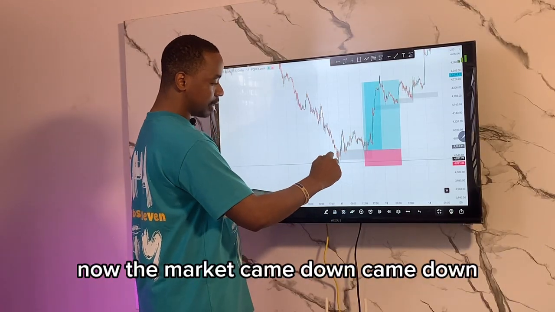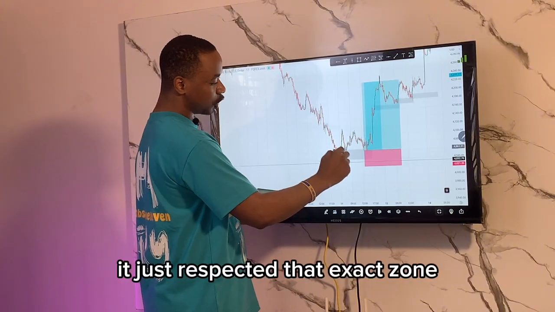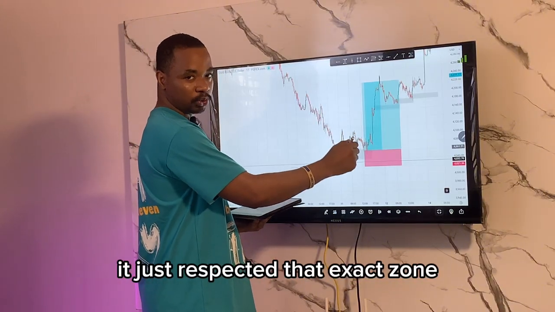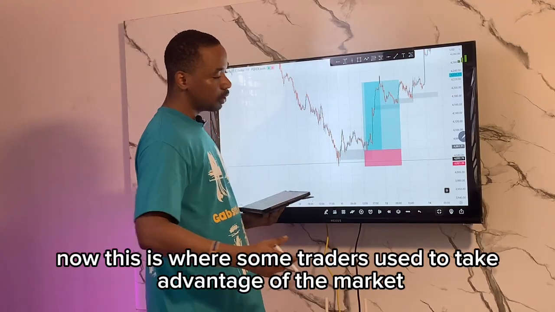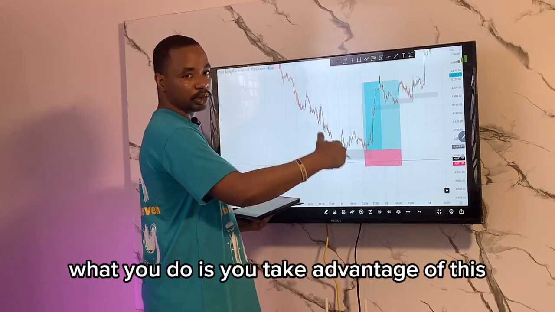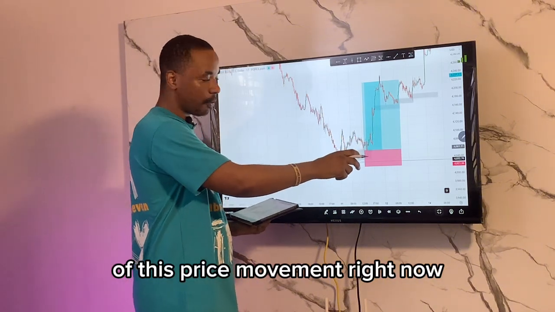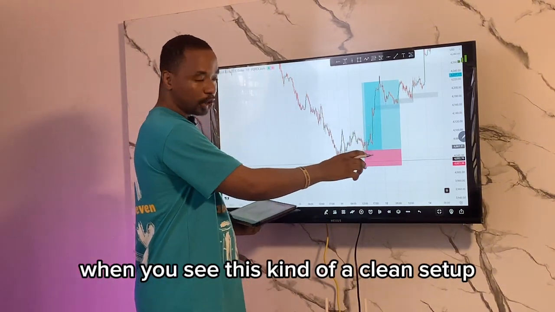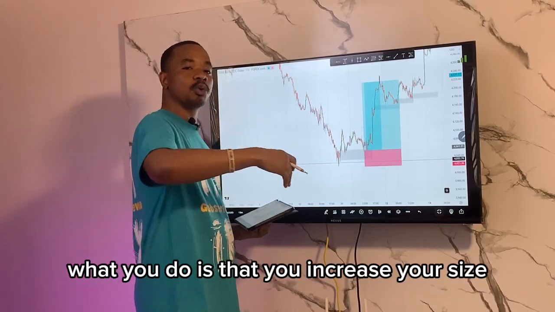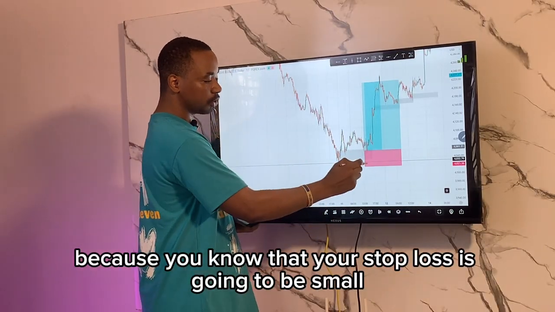Now, the market came down. It did not sweep liquidity. It just respected that exact zone. Now, this is where some traders used to take advantage of the market. When you see something like this, you take advantage of this price movement, because this price movement is actually clean. When you see this kind of clean setup, you increase your lot size, because you know that your stop loss is going to be small.